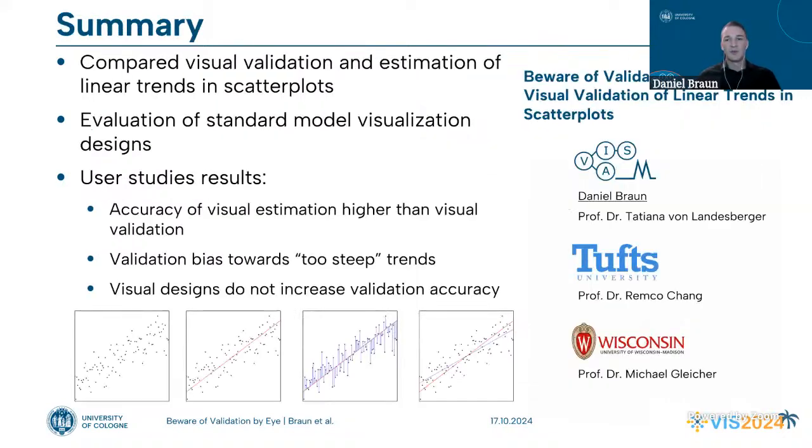So in summary, we conducted 2 crowdsourced user studies to test humans' ability to visually validate linear trends in scatterplots. We found that people are more accurate in estimating trends than in validating them, that there is a too steep bias in visual validation, and that standard visual designs for showing model results do not enhance validation performance. So overall, our findings suggest caution when using visual validation of regression models.